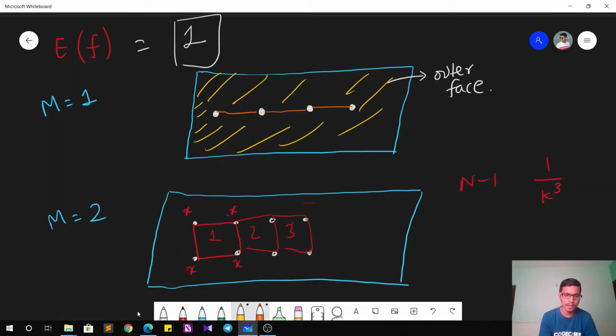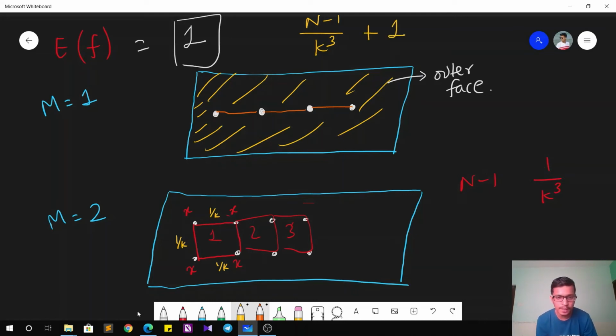Because we saw that, if we fix the same idea as before, if we fix a value x over here, this has the probability 1 by k, this is again the probability 1 by k, and 1 by k. So 1 by k cube is the contribution of each face, and the number of faces is n minus 1. So what is the total expectation value? The total expectation value would be n minus 1 divided by k cube, but there would also be an additional plus 1.